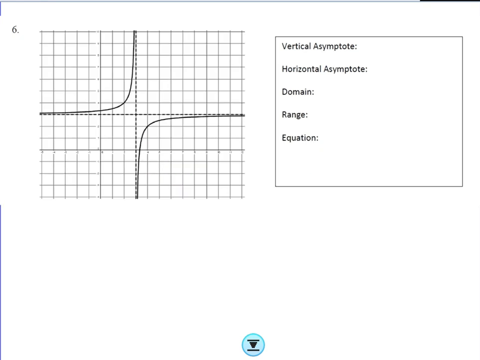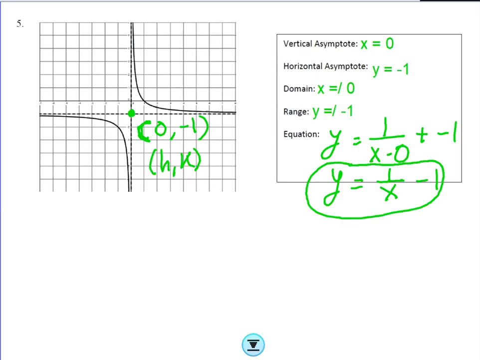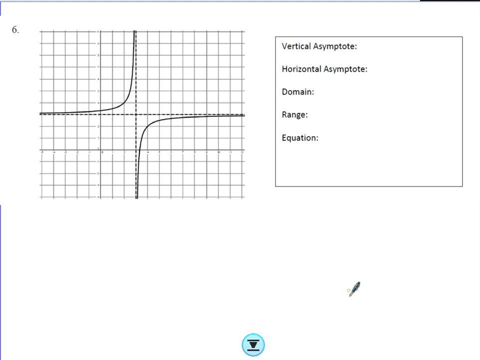And then finally from this section, number 6. Now number 6 is actually slightly different from some of the other ones we've done. I don't think this was covered in our notes, but we'll talk about it now. If you have the branches in a different location, instead of being in quadrants 1 and 3, in this case, they're in quadrants 2 and 4. Notice how that is different from the original parent function 1 over x.